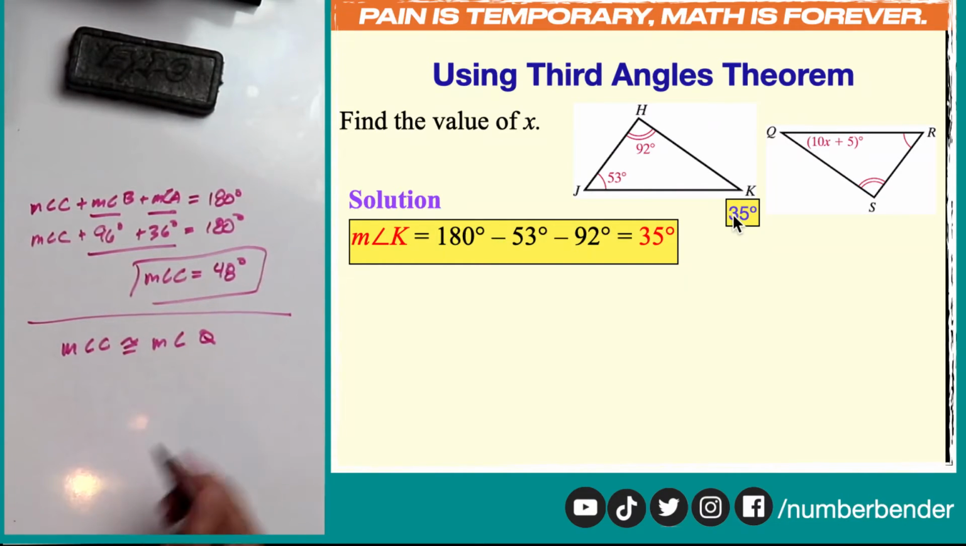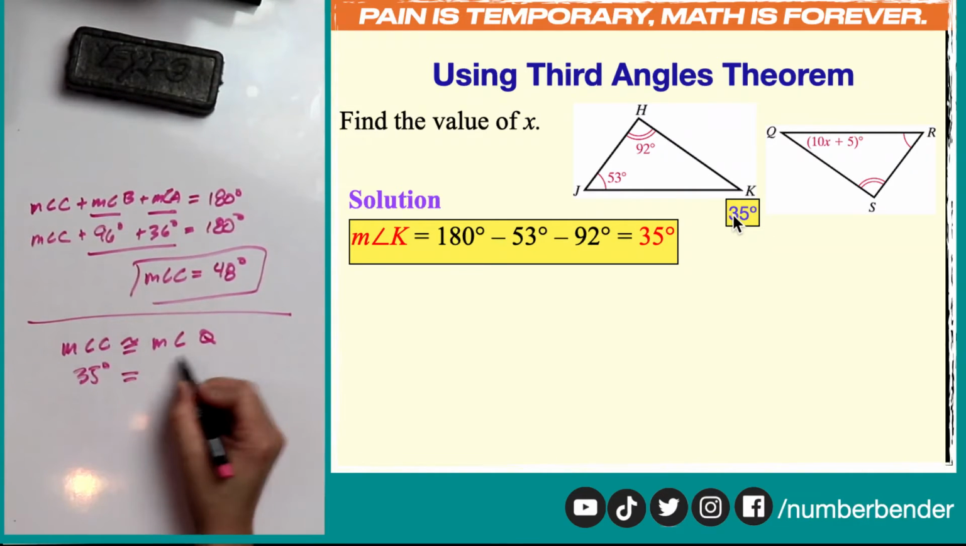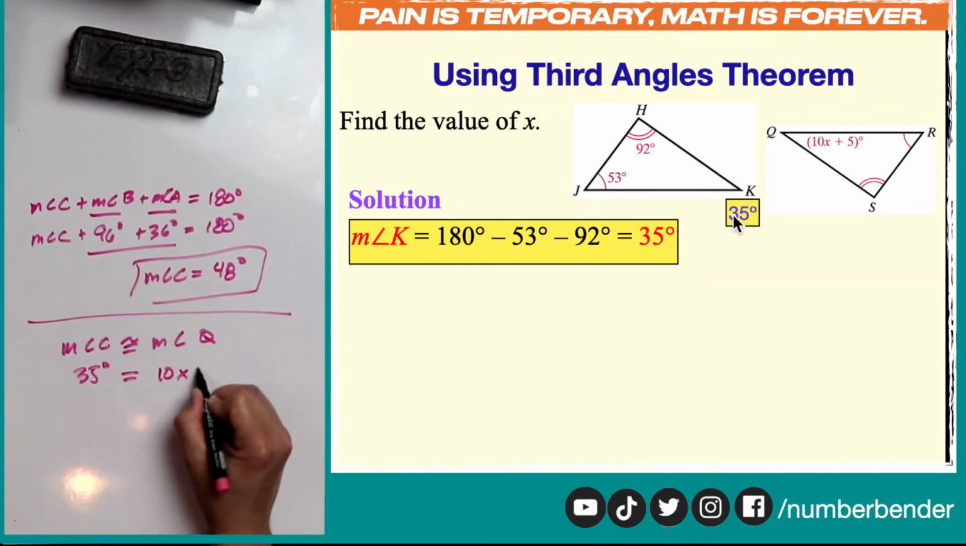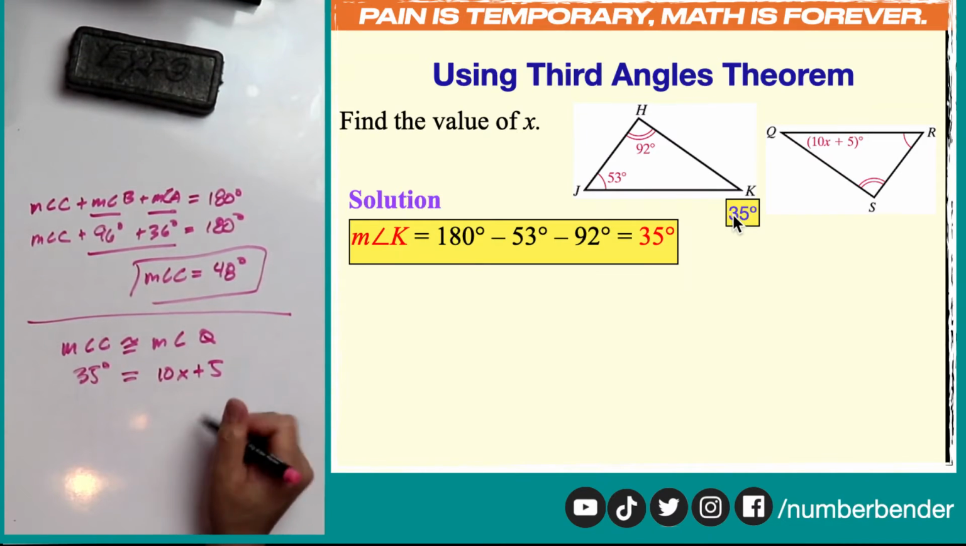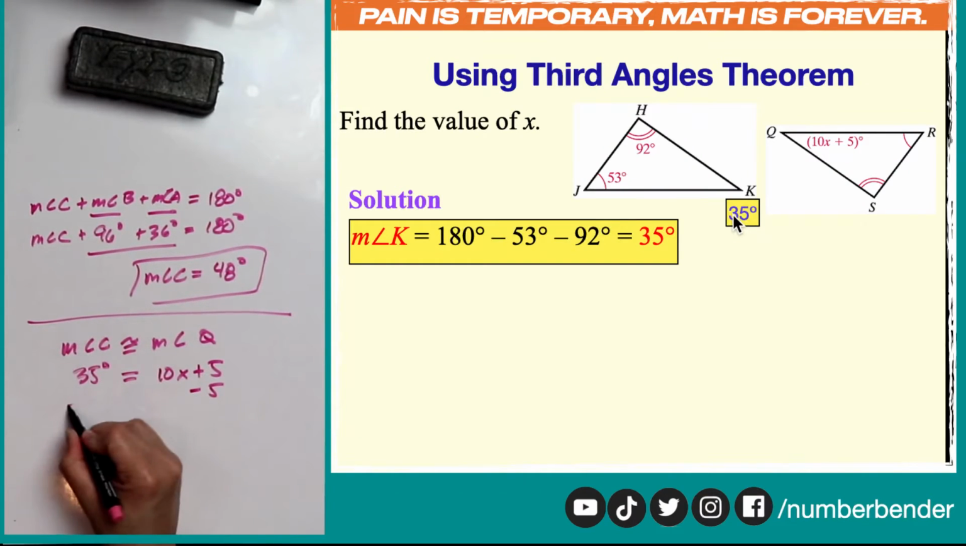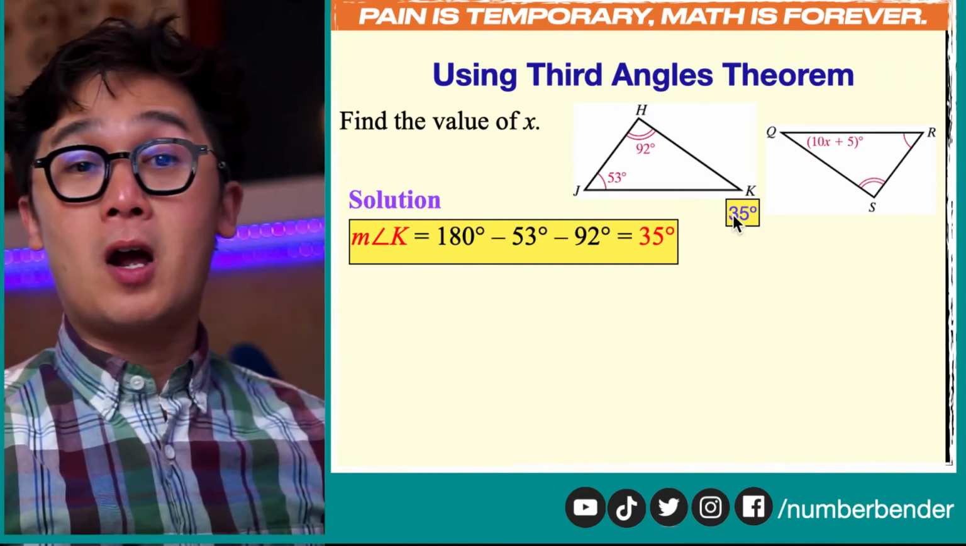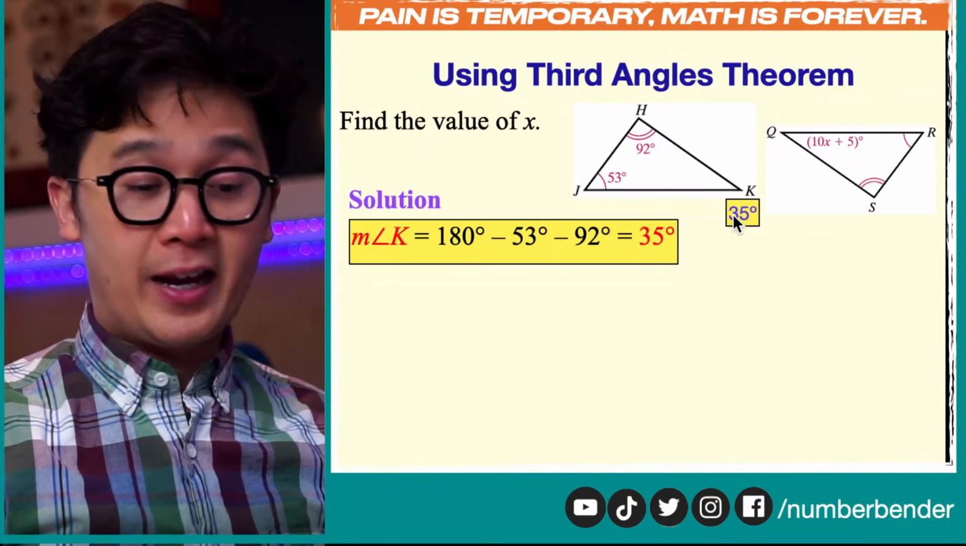So now that we know that angle K is 35 degrees, equal to the measurement of angle Q, which is 10x plus 5 degrees, all we need to do is to use algebra. So we subtract 5 on both sides, and we'll have 30 is equal to 10x, and divide both sides by 10, so that x is equal to 3. And that's how we find the value of x in this problem using the third angles theorem.